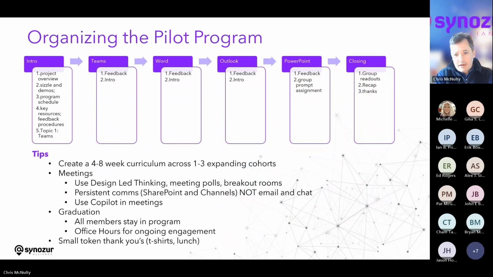So one of the things that we found is that based on your use cases, you really should be thinking about constructing a pilot program that's going to run 4 to 8 weeks. And the first week and the last week are fairly standard. And in the middle, well, that can be sort of up to you.